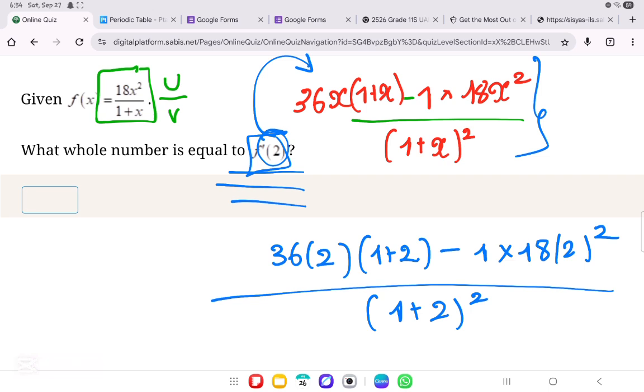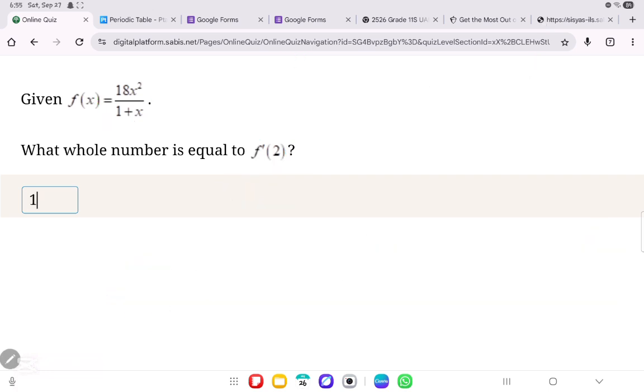The brackets are very, very, very important. So 36 times 2 times (1 plus 2) minus 1 times 18 times 2 to the power of 2. All of it over what? All of it over 1 plus 2 squared, and you will get an answer, which is 16. Okay, so this is how we do the first question.